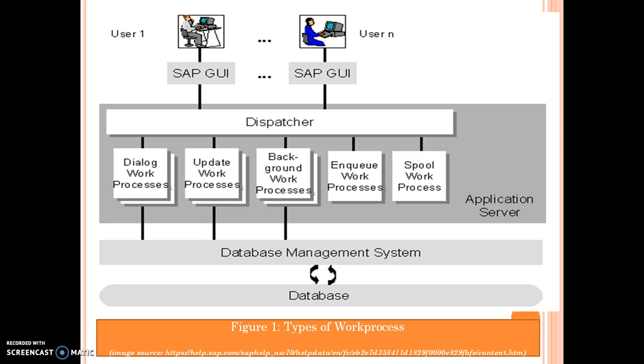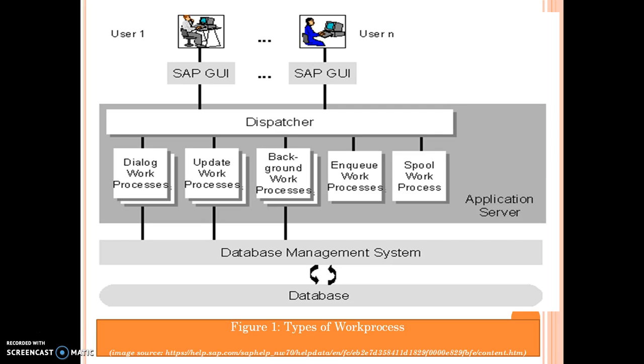In the case of the enqueue work process, it administers a lock table in the shared memory area. The lock table contains the logical database locks for the R/3 system. Only one enqueue work process is needed for each system. The spool work process passes sequential datasets to a printer or to optical archiving. Each application server may contain only one spool work process.